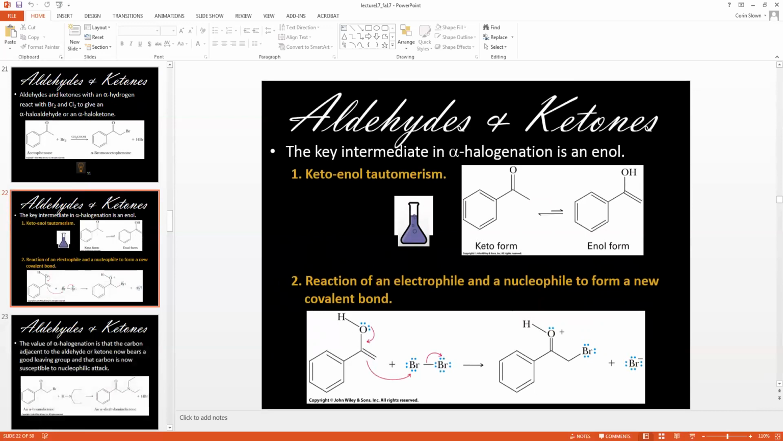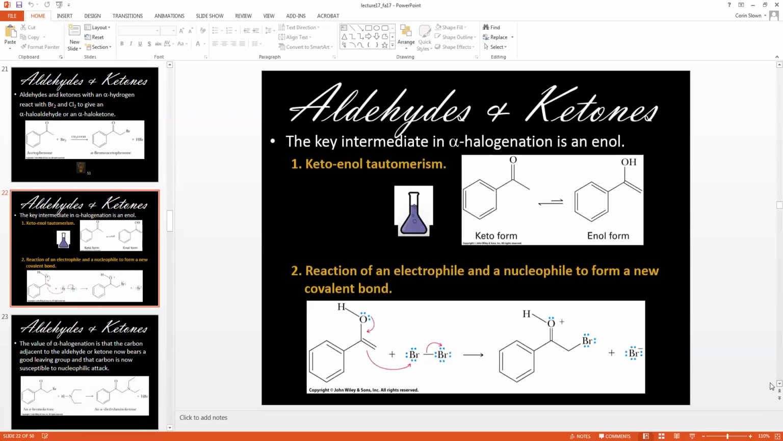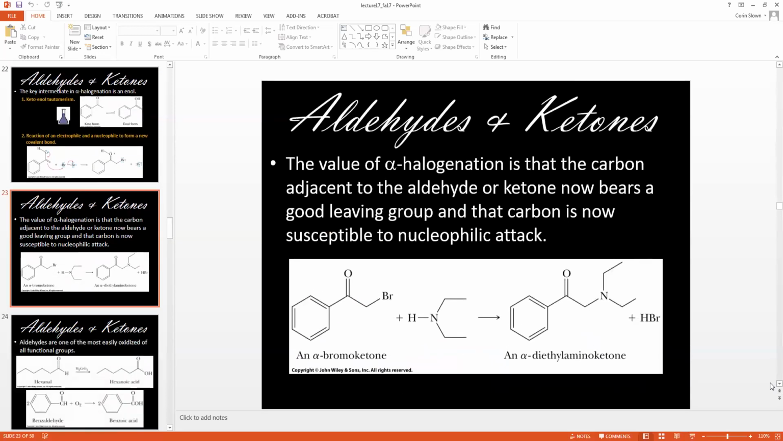Step 2 is the reaction of an electrophile and a nucleophile to form a new covalent bond. In this case, the electrons come down. The electrons from my double bond then act as a nucleophile to attack the bromide. If I think about the value of alpha halogenation, it's that my carbon now adjacent to an aldehyde or ketone bears a good leaving group, and that carbon is now susceptible to nucleophilic attack. So this is one way to build in complexity, where I have 2 simpler molecules that I can join together now because I have a great leaving group.